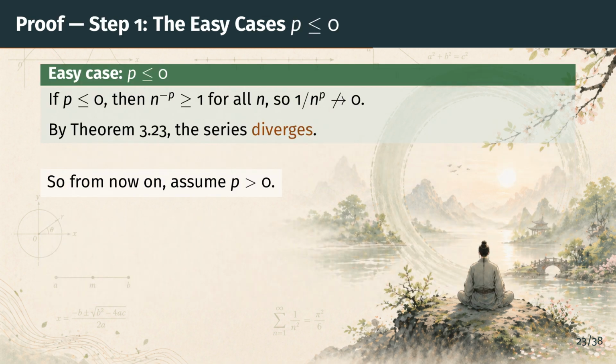Step 1 disposes of the trivial range p less than or equal to 0. In that case, the exponent is at most 0, so 1 over n to the p is at least 1 for every n. The terms do not even go to 0. So by theorem 3.23, the divergence test, the series diverges. From here on, the interesting question is what happens for p positive.